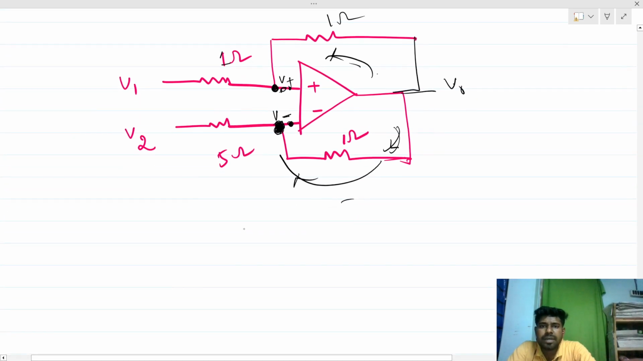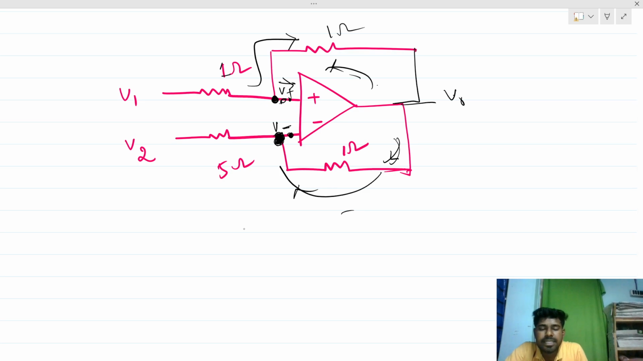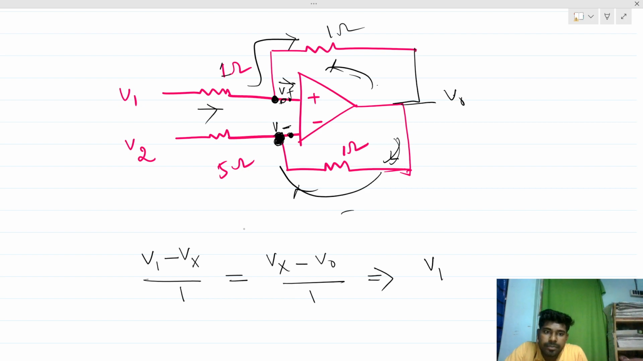Now we have to do some KCL and KVL. No current can go through this branch, so all of the current has to flow through this branch, right? If we write a KCL in this branch, it will be V1 minus Vx, divided by 1 ohm, equal to Vx minus V out divided by 1 ohm. So this implies V1 plus V out will be equal to 2 Vx, right?